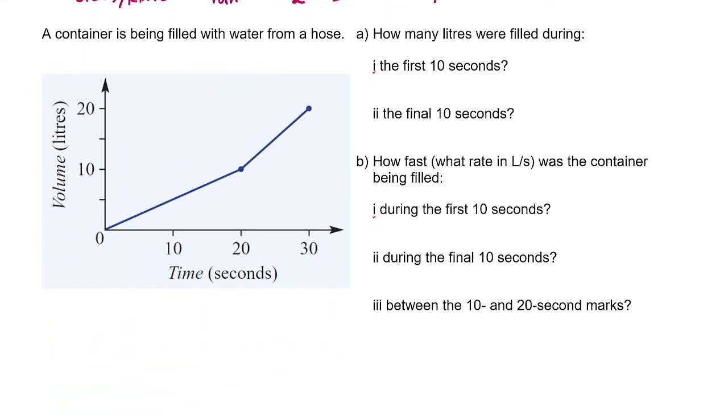Here's our second example. This time we're dealing with a bit more of an environmental type thing. We're filling a container with some liquid, probably water, from a hose. We want to know how many litres were filled during the first 10 seconds. So I'm going to keep using my pink. There's my first 10 seconds. I go up, I hit that line, I come across, and 5 litres is where we hit.